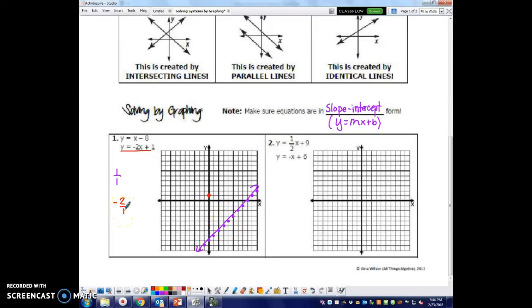Rise 2 over 1. We're going this way because it's negative. Down 2 over 1. Down 2 over 1. Okay?